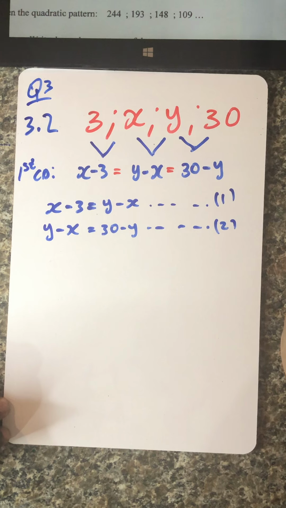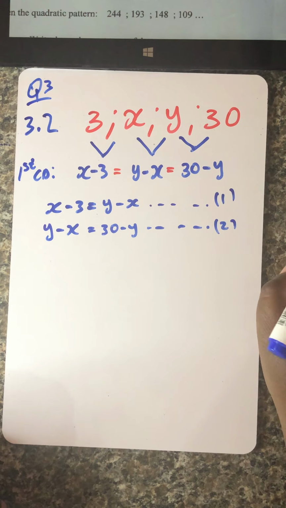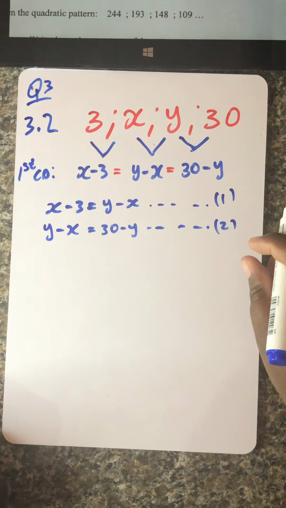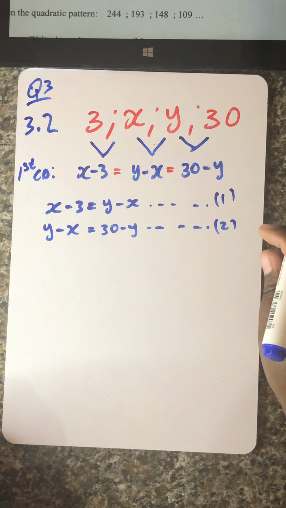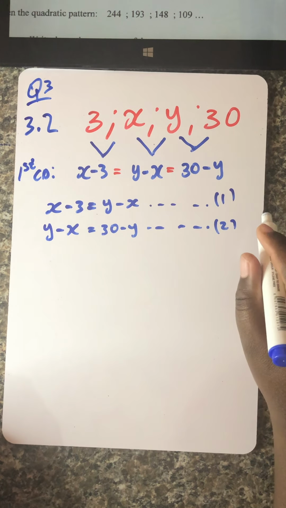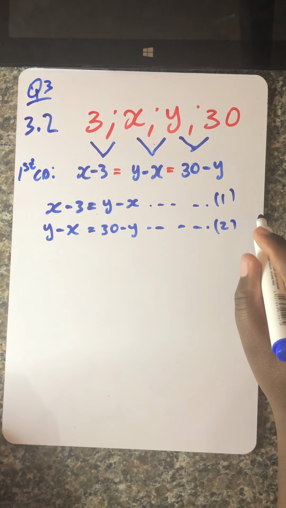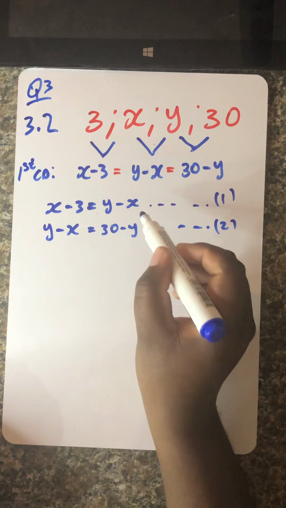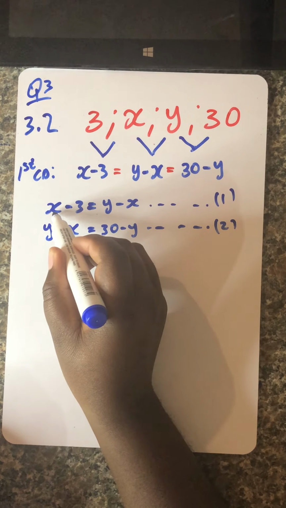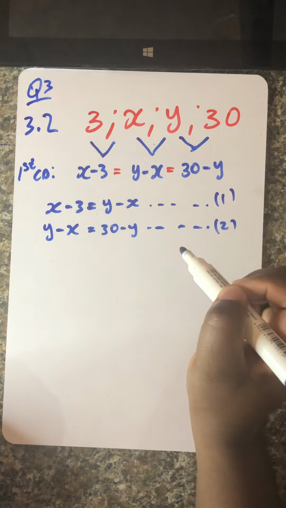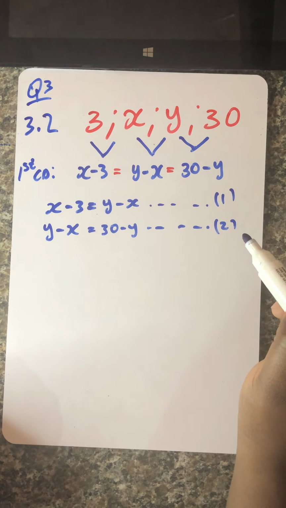let's now try to make something the subject of the formula, and that something could be x, it could be y. So let's now use this first equation to make x the subject of the formula.